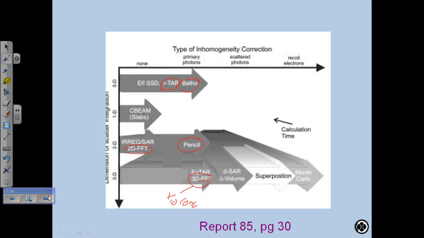DSAR, I'm not familiar with that. Don't know if any algorithm, I'm not familiar with treatment planning systems that use that. So here's the superposition algorithm, and you see as soon as we get to superposition how the calculation time slows down. Wait, sorry. This superposition is.